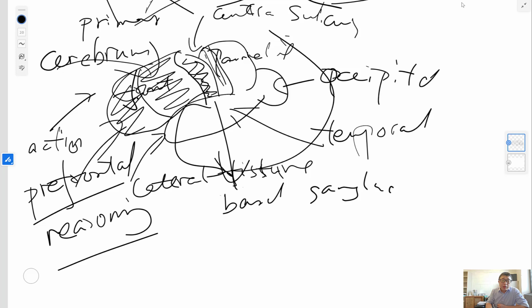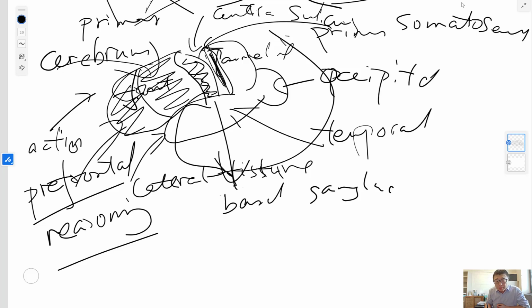Right behind it, this central sulcus, this is called the primary somatosensory cortex. These are the centers that directly receive the information from all the general sensation around the body, for example, touch, pain, temperature, etc. And then behind this, the parietal lobe areas are association areas. Those are the places that process the somatosensory information.